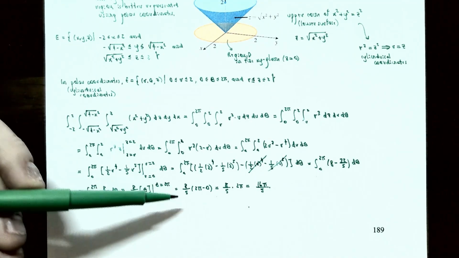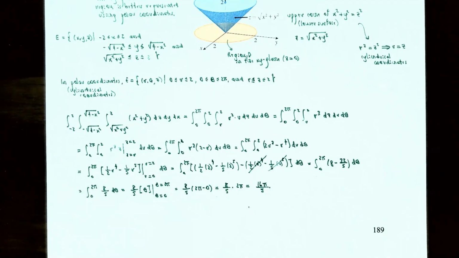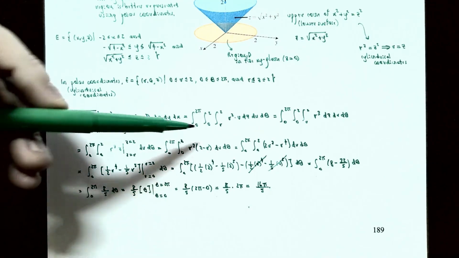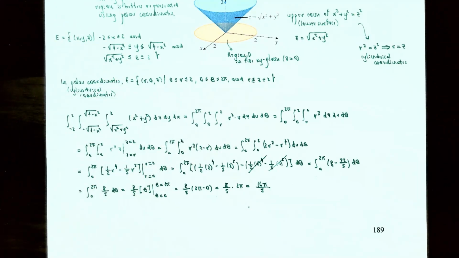This will give you 8 fifths times 2 pi, which is 16 pi divided by 5. So that would be the value of the triple integral that we started with involving rectangular coordinates, which is also equivalent to the triple integral involving cylindrical coordinates.